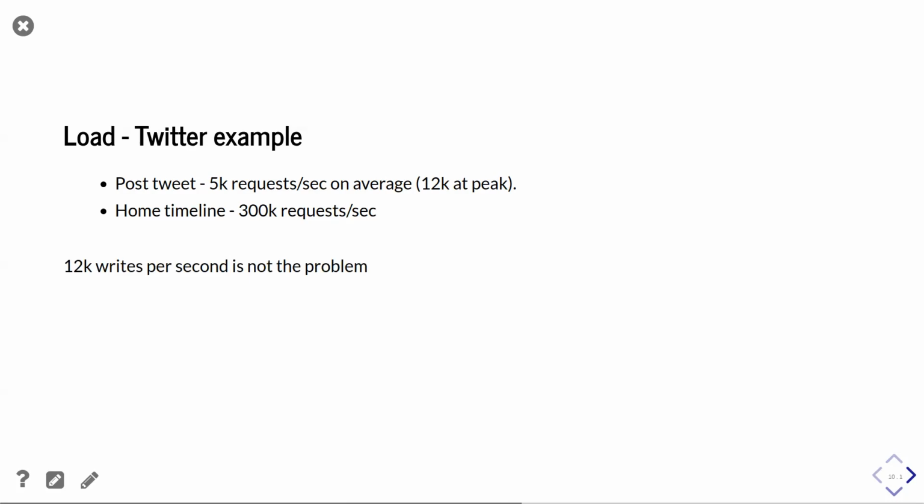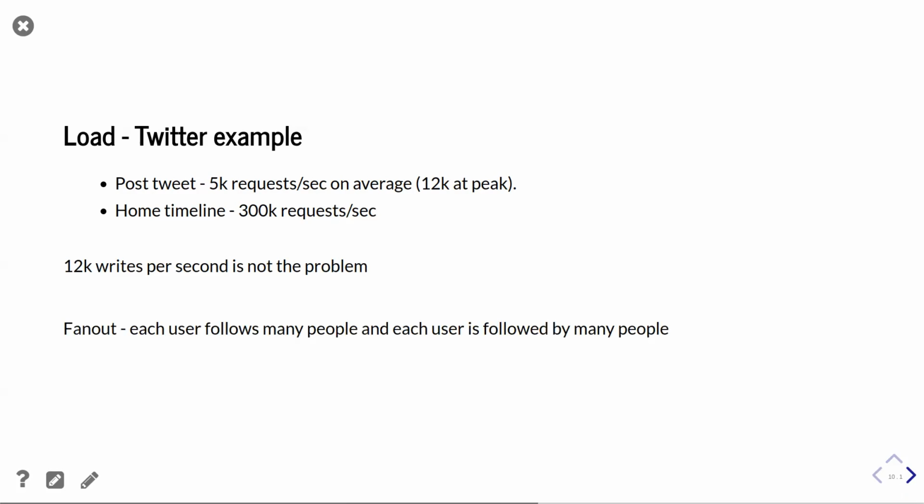Posting the tweet, at 5,000 requests per second, is not the problem for Twitter. The problem is the fan out. The fan out is when you post a tweet, it has to go to all your followers. Each user has many followers, and each user follows many users. So this causes a lot more queries to the databases. There are two approaches to handle posting tweets and retrieving timelines, and we will look into both of them.